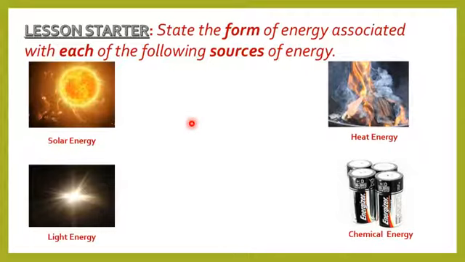Good. So you can see the first one gives you solar energy. The second one gives you heat energy. The third one gives you light energy. And the fourth one, of course, contains chemical energy. If you have been able to get all correct, congratulations, you have done very well. If three, don't worry, don't give up. We're here to learn and get a better understanding.